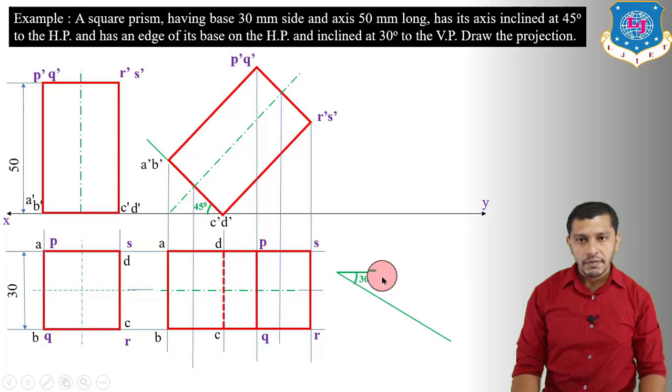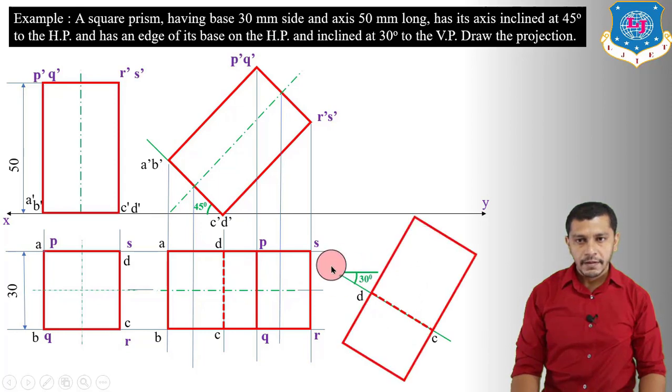So now we have to copy this figure over here. First of all, we will draw an angle of 30 degrees to the XY reference line, and on this line we will draw CD. We will take CD because here it is given that the base which is on HP makes an angle of 30 degrees to VP. So we will copy this figure over here by drawing this rectangle. So here we will get A, B, R, S.